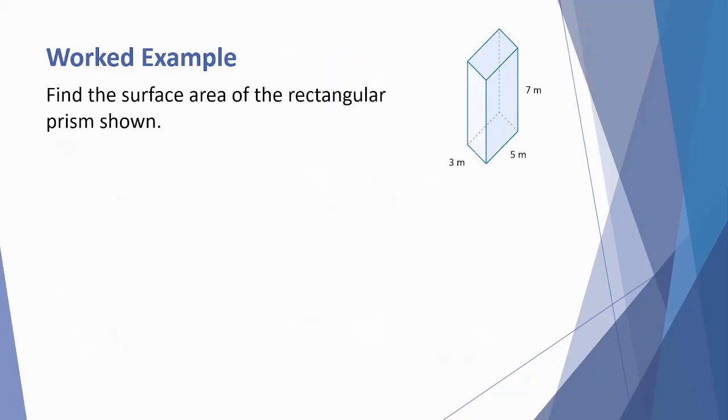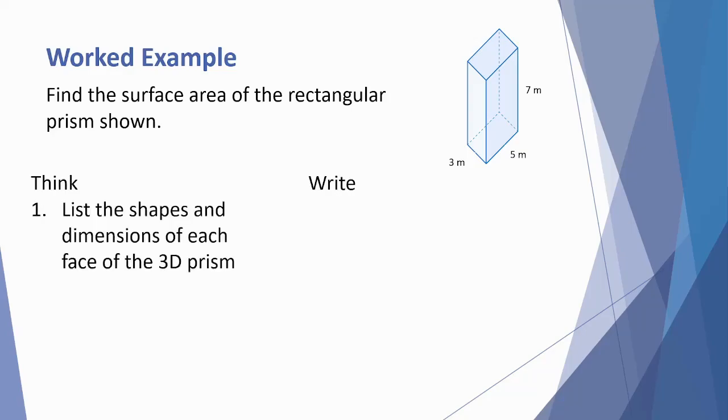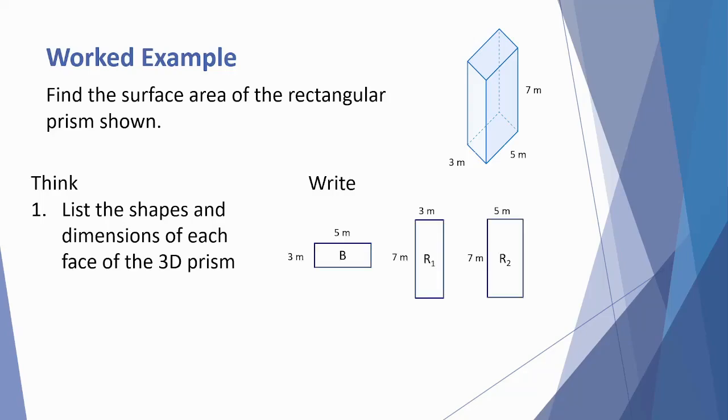Let's try a slightly different one. So I've got a rectangular prism here and we need to find the surface area again. And again, I'm going to do my thinking and my writing. So again, my first step is to list all of the dimensions. Now I'm only going to list 3 different rectangles here. I've got the base, rectangle 1 and rectangle 2.